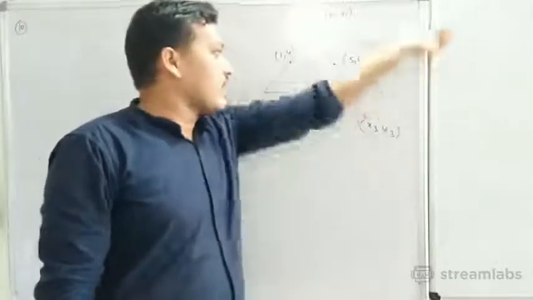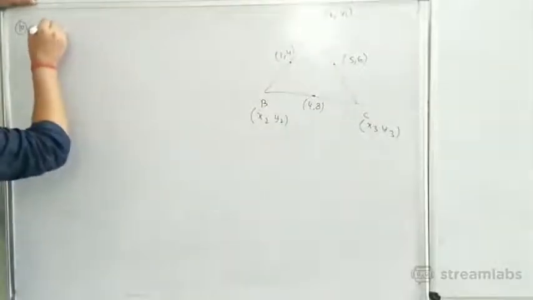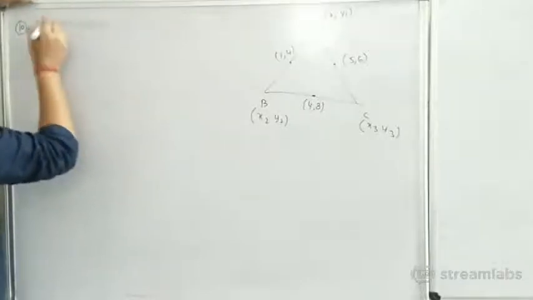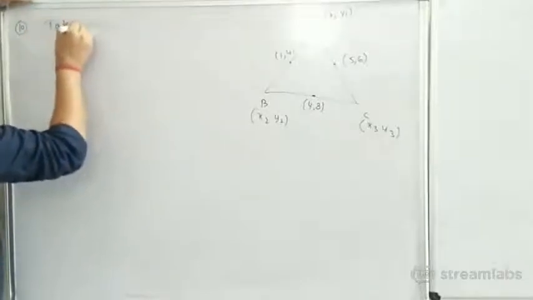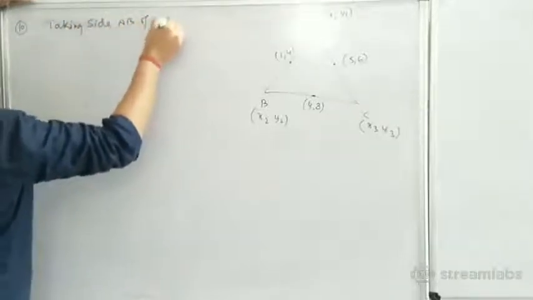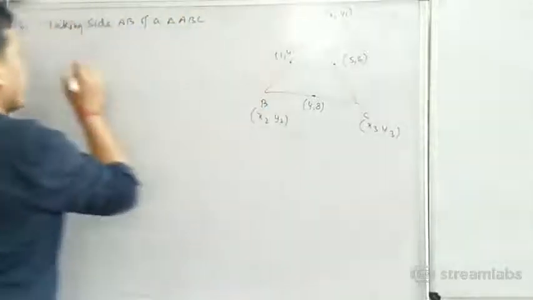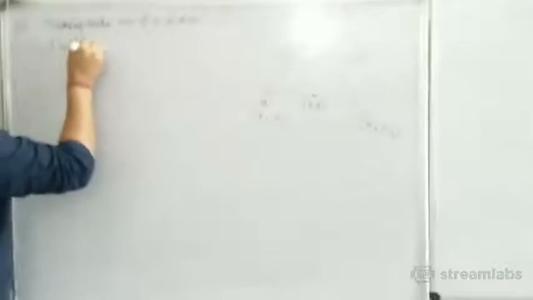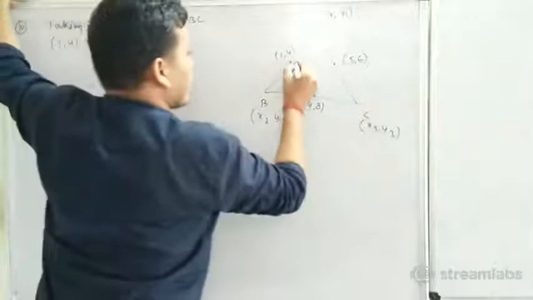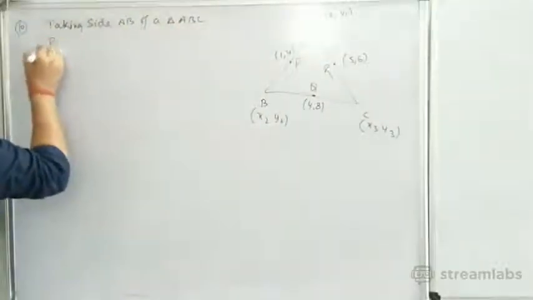Similarly, in another way we can do it. Now taking side AB of triangle ABC, given that (1, 4) is a coordinate. Here one more thing, you can write P, Q, R.